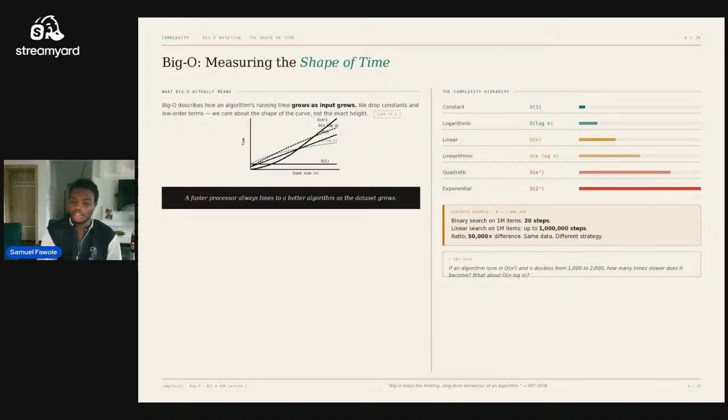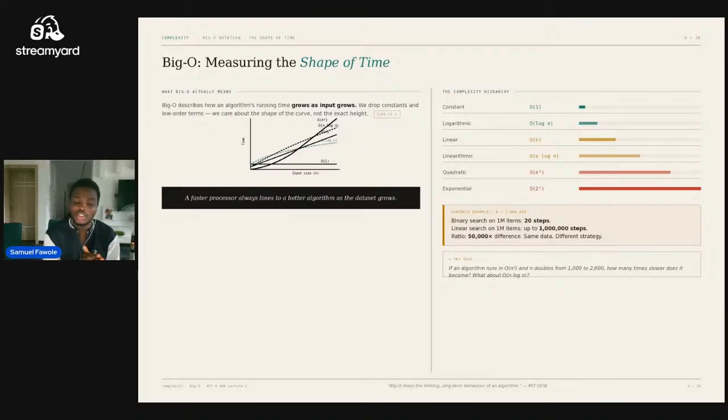So yeah, an example of algorithms that have these time complexities is binary search. Binary search has logarithmic time complexity, and we'll still look at that. While linear search, as the name implies, is linear.